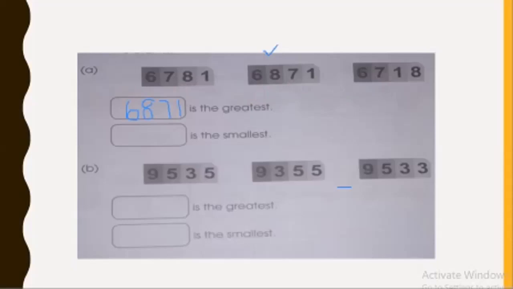And now we need to compare the two remaining numbers to find which is the smallest. Okay, 6,000, 6,000, 700, 700, 81, and it's 18. So which is the smallest number? Yes, I'm sure you know that this is the smallest number. So let's write it over here.